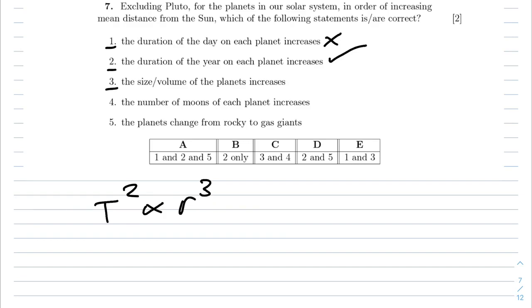Claim 3, the size/volume of the planet increases. Now there's one I can think of that certainly bucks that trend, and that is Earth and Mars. Mars is much smaller than Earth, so that is not true. Claim 4, the number of moons on each planet increases. Again, the counterexample to this would be Saturn. So Saturn has the most moons of any planet in our solar system, and then of course after Saturn you've got Uranus and Neptune. So they would of course have fewer moons, so that is not true.